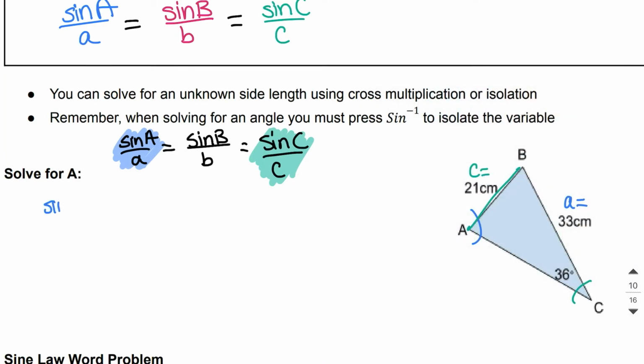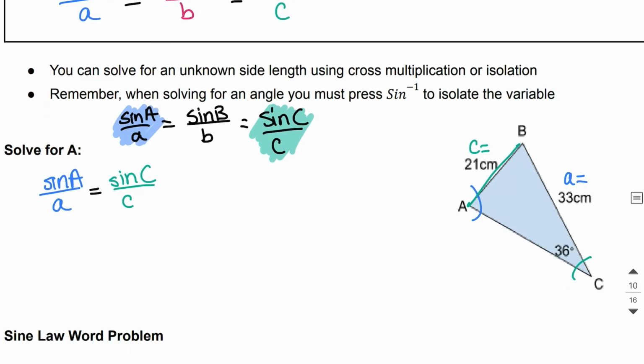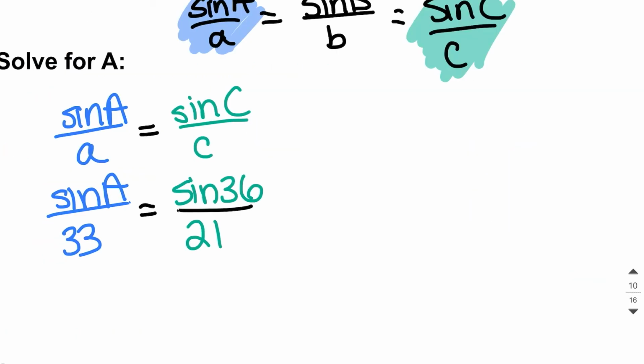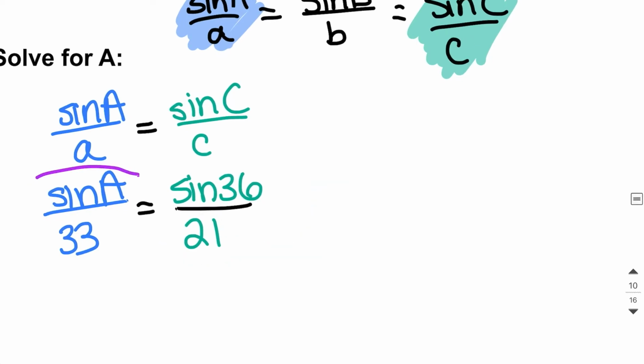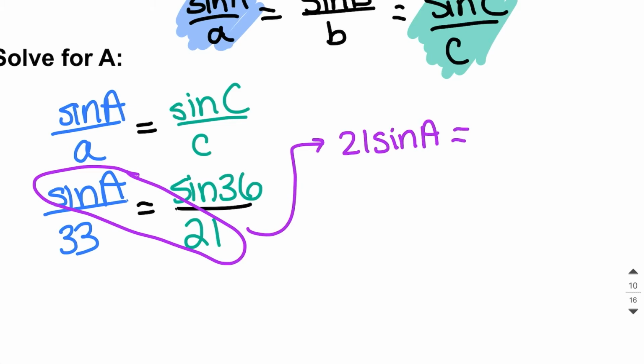So I'm going to write out sine A over little a is equal to sine C over little c. I don't know the angle, so I'm going to keep this as sine A, and then over little a is 33. And that's going to equal sine C, which is 36 degrees, so sine of 36 over little c, which we know is 21. I'm going to go ahead and cross multiply these values. Watch very carefully because this one's a little bit trickier. Here I'm going to multiply 21 by the sine of A, so 21 sine A, and that's going to equal 33 times the sine of 36.